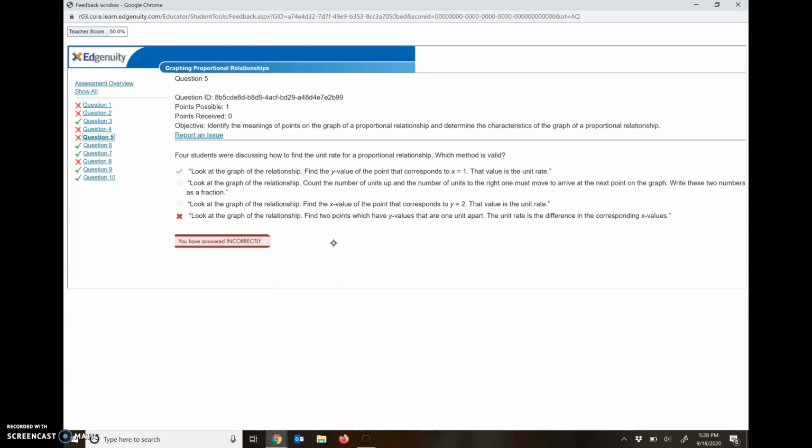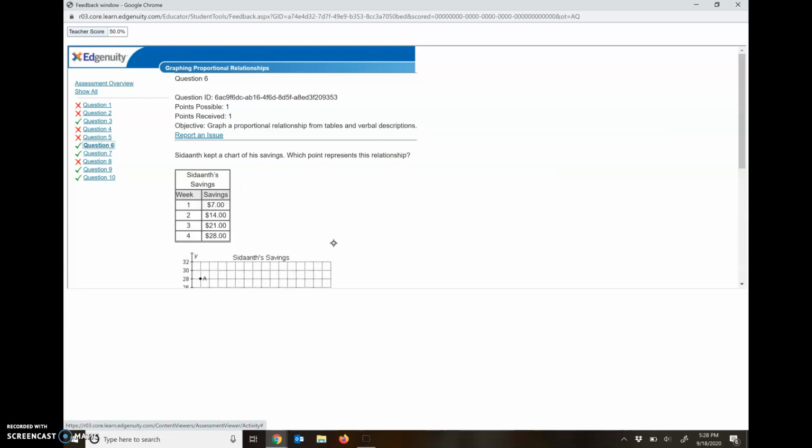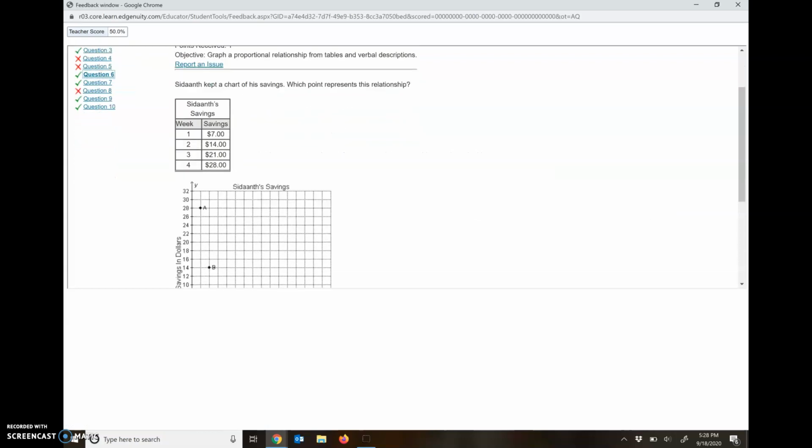4 students were discussing how to find the unit rate of a proportional relationship. Which method is valid? So it's going to be this first one. We can look at the graph, and we're looking for the one that is 1. Unit rate means 1. So if it's asking like if something is 2 for $1, that means 1 is 50 cents. It's always very important to find when X is 1.